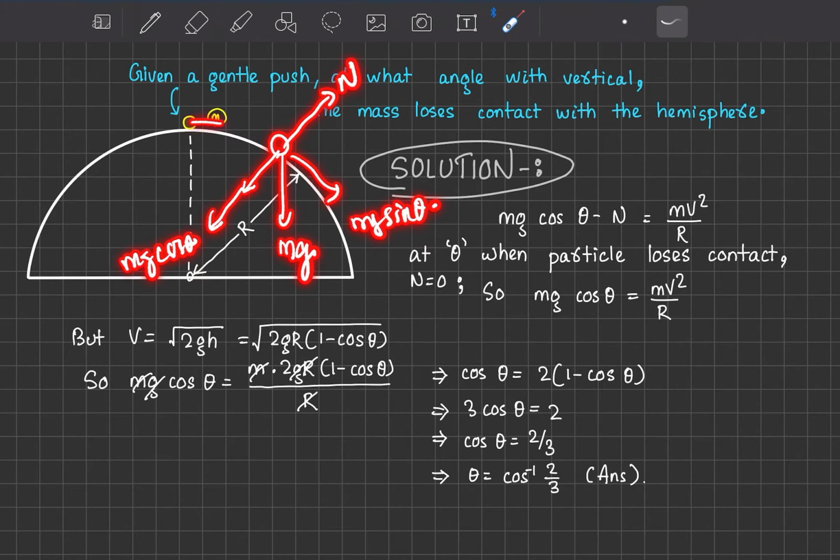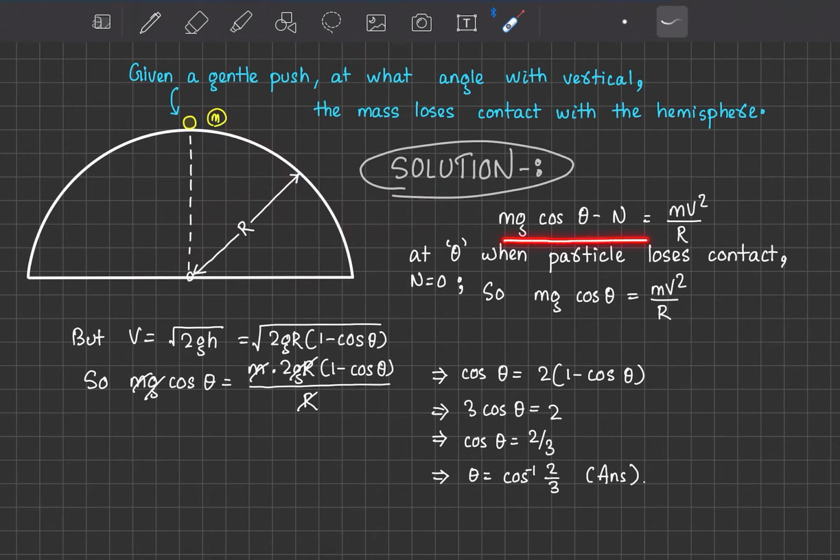So as long as the particle is in circular motion, this is the equation of motion of the particle. mg cos theta minus N provides the necessary centripetal force. See, mg cos theta is towards the center, so the necessary centripetal force must be towards the center, right? So mg cos theta towards the center and N radially outwards. Together, the net value of them provides the necessary centripetal force.